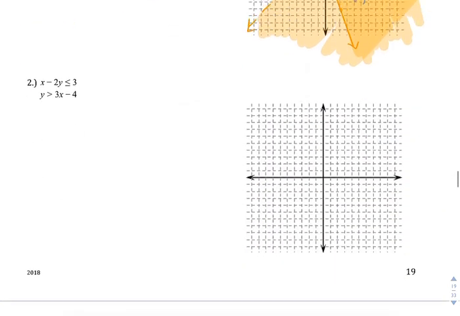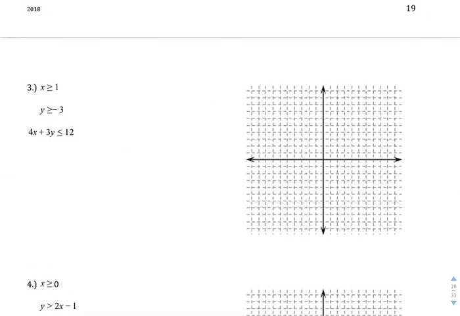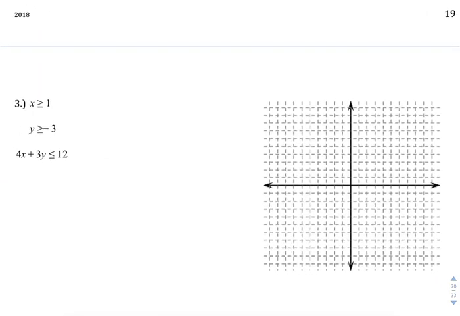So let's go ahead. You guys can try that second one. And I am going to do this third one with you. Since there's 3 inequalities here, x is greater than 1, y is greater than or equal to negative 3, and 4x plus 3y is less than or equal to 12. So these first 2 are ready to be graphed.